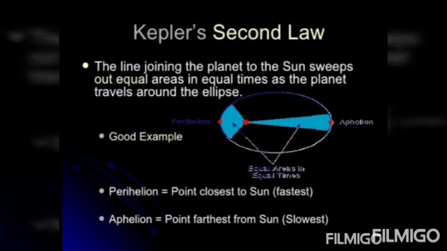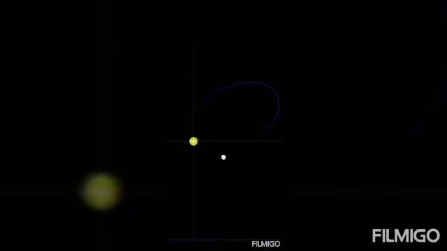Now, after discovering the first law, Kepler wanted to know how the planets moved in their elliptical orbits. He found that planets were moving faster when they were nearer to the Sun and were moving slower when they were farther from the Sun. He was awestruck by his observation and wanted to find at least a mathematical reason for this strange phenomenon.